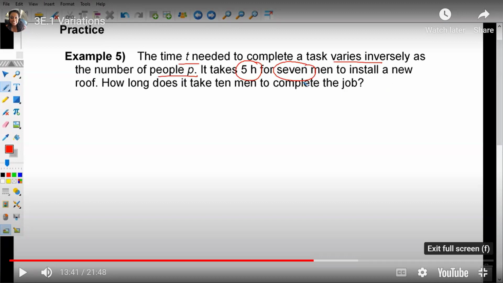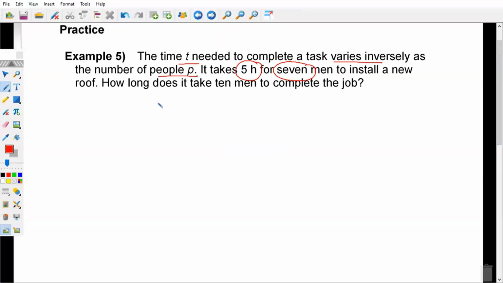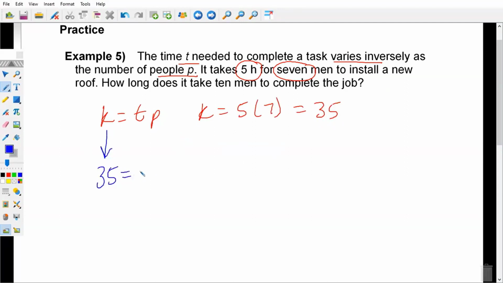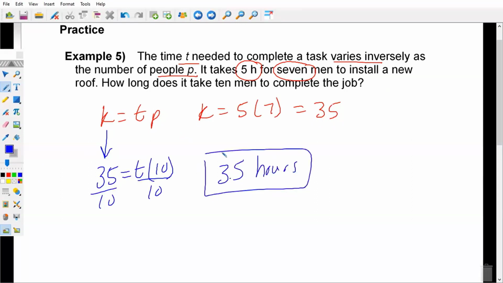All right, let's check ourselves. So your K should have equaled what? What's your K? You should have gotten 35 for your K. Okay, now you know your K value. You are looking for your T, and it says for 10 people. So I'm going to divide by 10. So your T would equal 3.5 hours. So if there are 10 people doing the job, they're now going to be able to save an hour and a half of time.